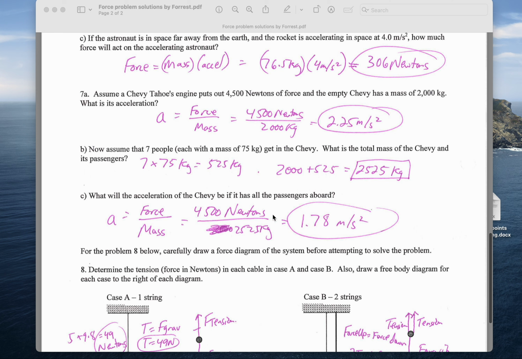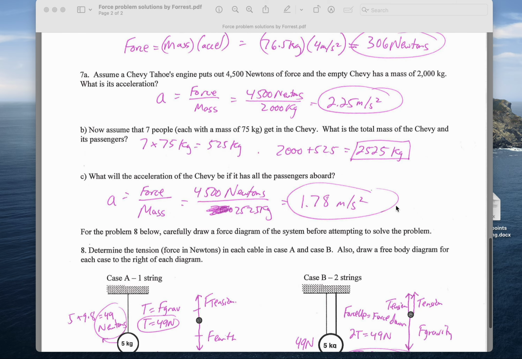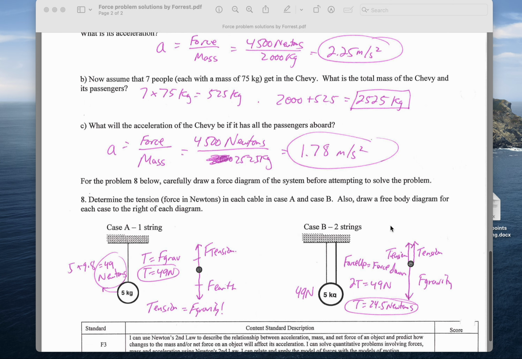And in order to get the acceleration now, it's the same force over more mass. So it should make sense. If we have the same force of the engine but more mass, the acceleration would decrease. It goes down from 2.25 to 1.78 meters per second squared.